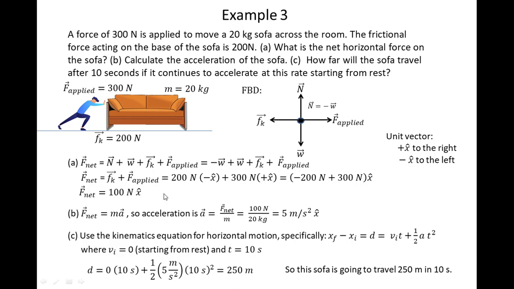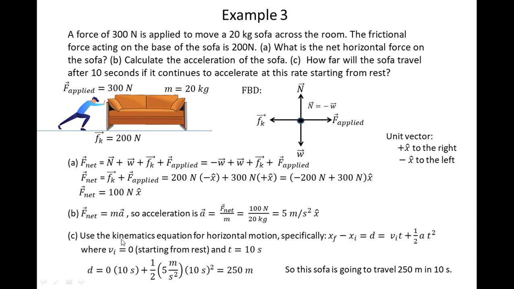Letter B, since we already have the net force, we can use the equation net force equals mass times acceleration to find the acceleration. So here, the sofa is moving with an acceleration of 5 meters per second squared.